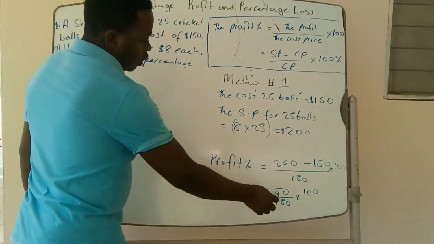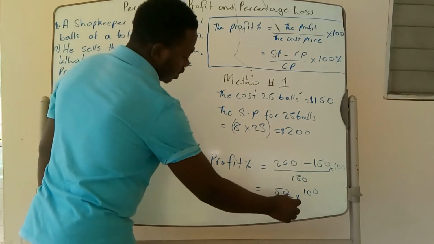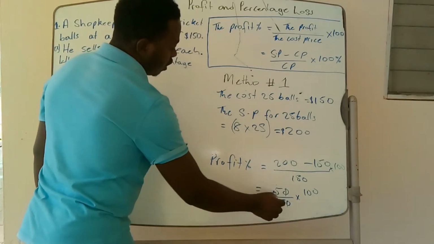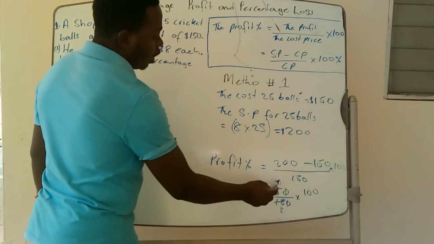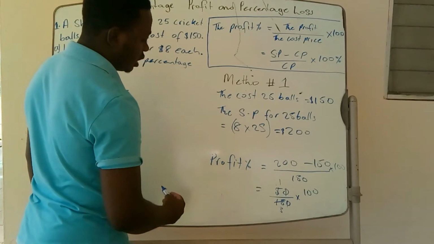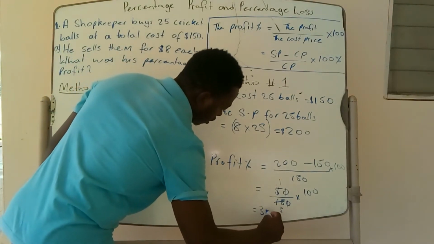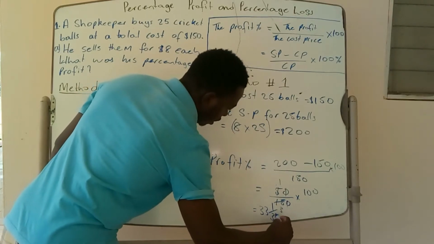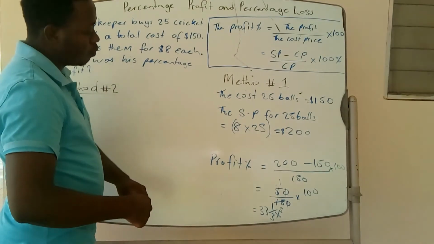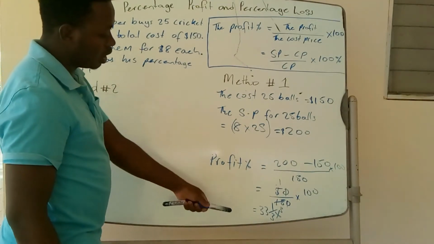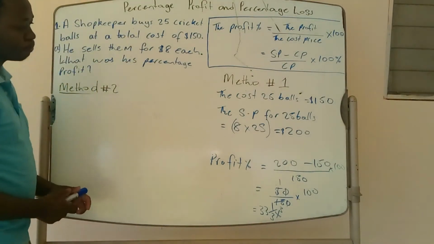Now, 50 over 150, that's just 1/3, right? Because 0 will cancel out 0 here. 5 into 5, 1. 5 into 15, that's just 3. And what's 1/3 of 100? That's just 33 and 1/3%. So that means, therefore, his profit percent is 33 and 1/3%, right?